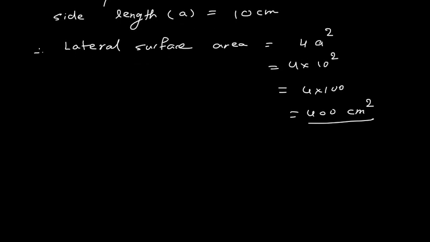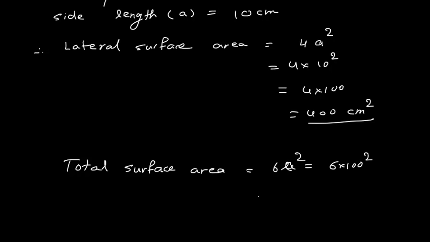Second, I have to find total surface area also. So total surface area, this I am finding for the cube. Total surface area is 6L square, 6A square here. 6A square is equal to 6 into 10 square, is equal to 600 centimeter square. Okay, so lateral surface area and total surface area I have found out. This is one equation, this is second equation. Now I will take the cuboid.